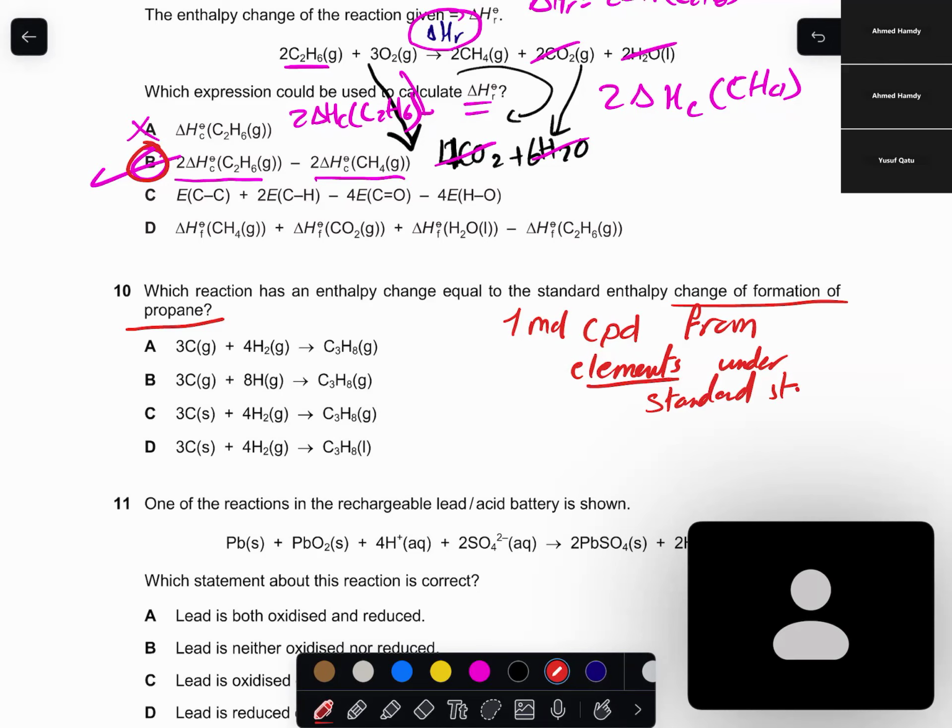Propane is formed from carbon and hydrogen. The state of carbon is solid, the state of hydrogen is gas, and the state of propane is gas. So the answer is C, because here carbon is solid, hydrogen is gas, propane is gas. D is wrong because propane here is liquid. B is wrong because carbon is gas, and A is wrong also because carbon is gas.